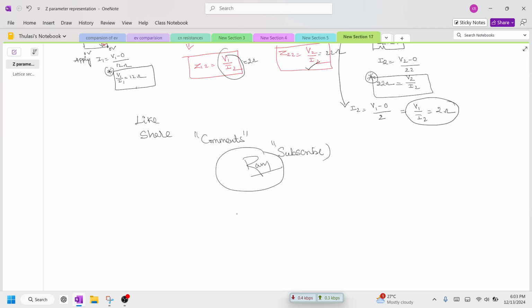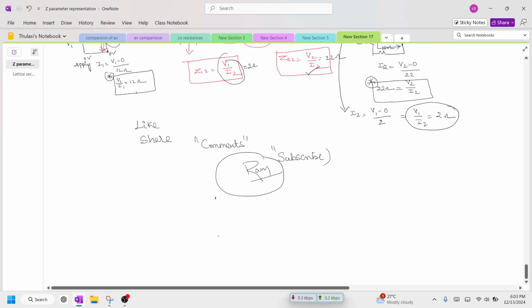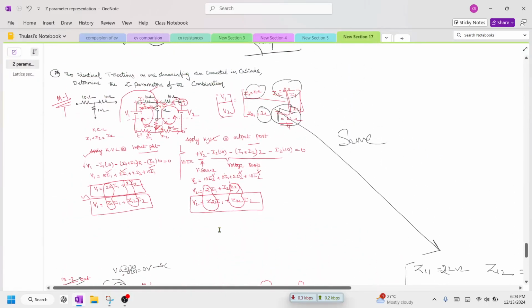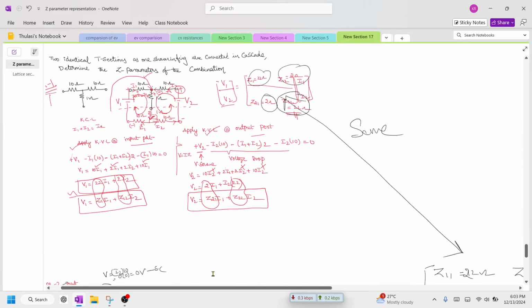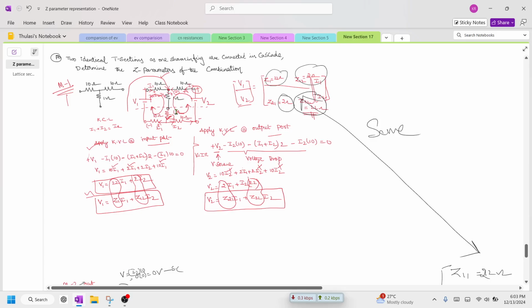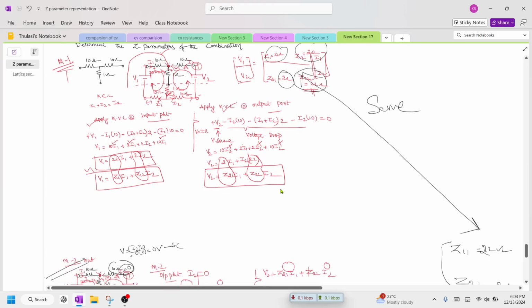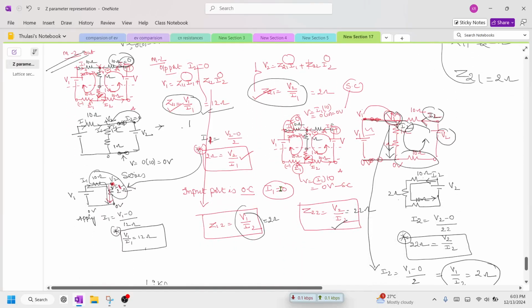Hope you were able to understand these two problems on determining the Z parameters of the cascade Z parameter model. So hope we'll meet in the next video.